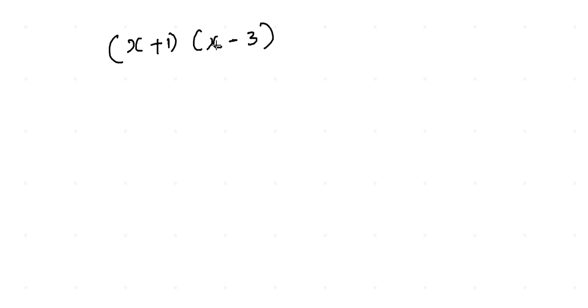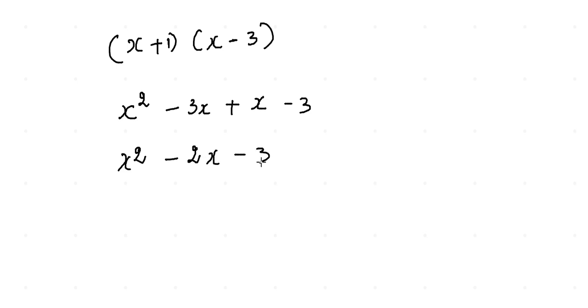You do x plus 1 multiplied by x minus 3, which is what? If you multiply, it's x squared minus 3x plus x minus 3, correct? And that is equal to x squared minus 2x minus 3, okay? So you got the thing. Now find the antiderivative of x squared, right?